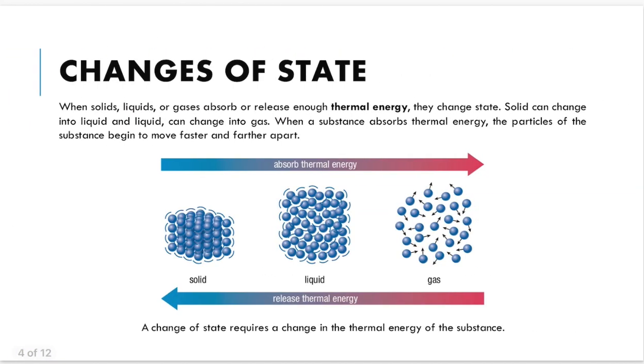Changes of state. When solids, liquids, and gases absorb or release enough thermal energy, they change state. Solid can change into liquid, and liquid can change into gas. When a substance absorbs thermal energy, the particles of the substance begin to move faster and further apart. So as they absorb energy, a solid can turn into a liquid, which can turn into a gas. And as they release thermal energy, a gas can turn into a liquid, which can turn into a solid. A change of state requires a change in the thermal energy of the substance.